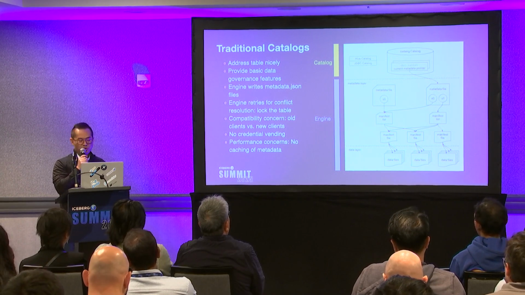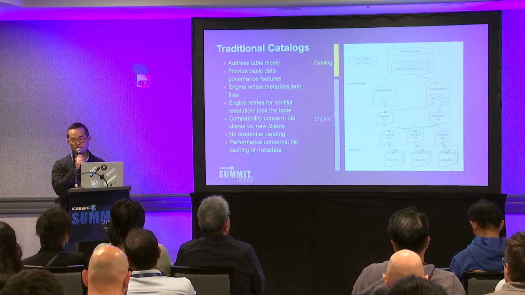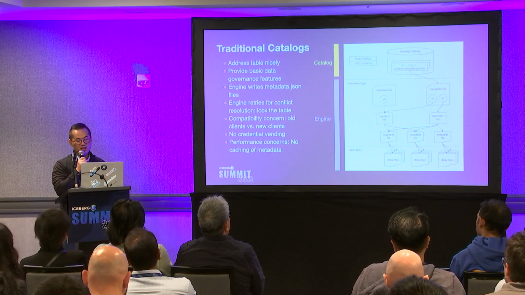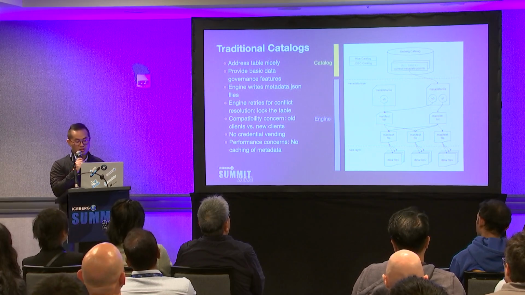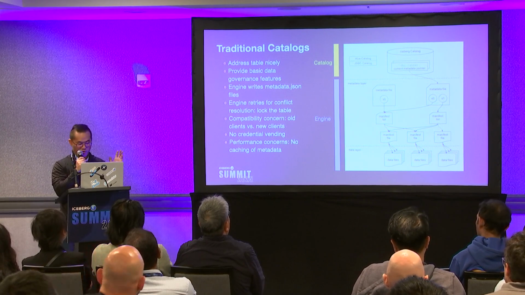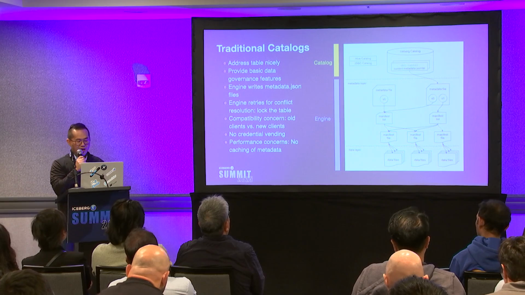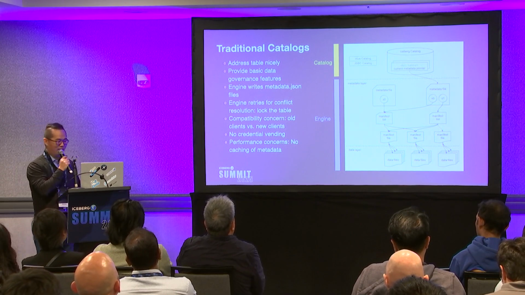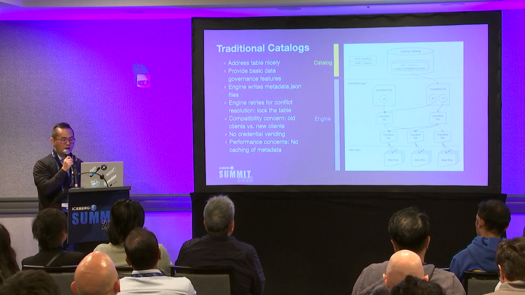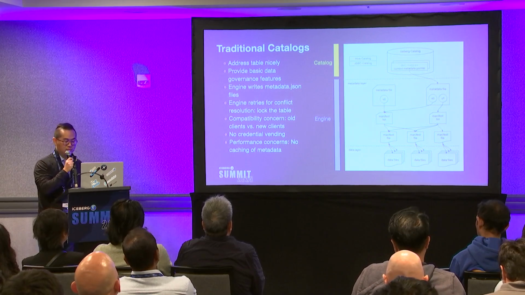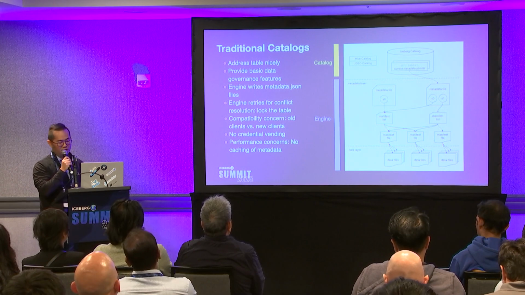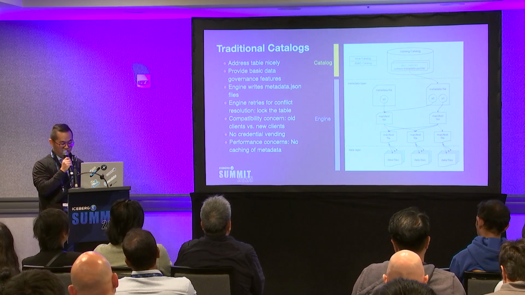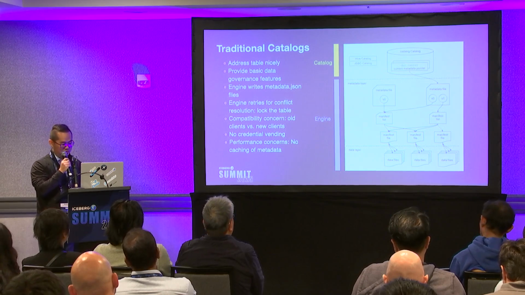The compatibility concern is still there because the engine is still in charge of writing all these metadata JSON files. And the old client happens to overwrite the new client's commits. Then the features within the new spec will just be overridden. And there's no credential vending for sure, because this catalog doesn't support that. And there's a performance concern as well, because there's no caching. The engine is still in charge of everything, metadata files as well as all these data files, so no caching can happen.